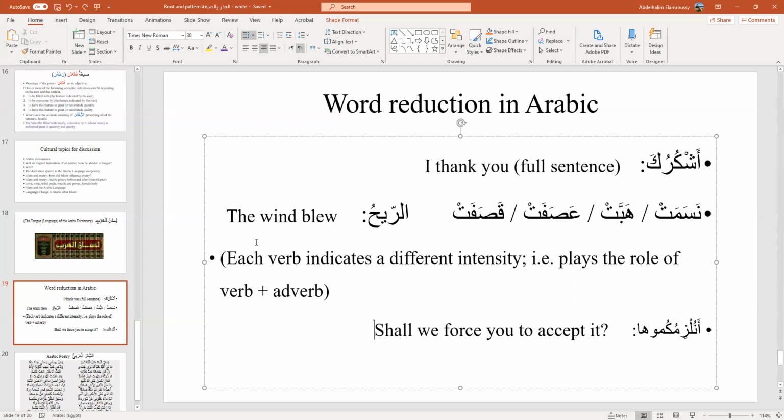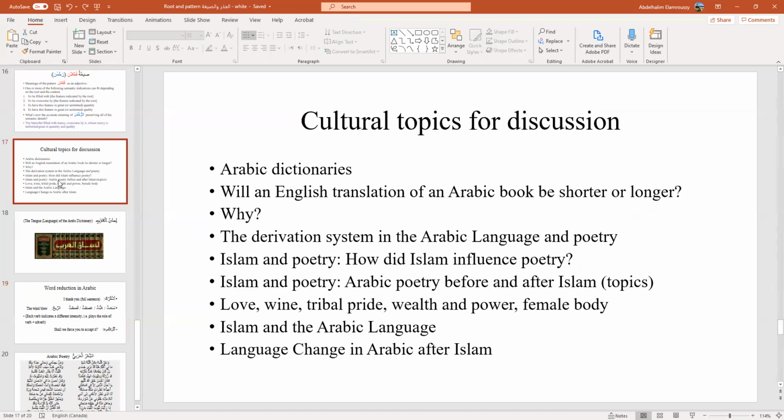So that's about word reduction. In Arabic, the Arabs, by the way, consider a person's speech to be more eloquent the more he or she can use the least amount of words in order to deliver the most amount of meanings. So how you can deliver a lot in very few words. So back to our topic of discussion.